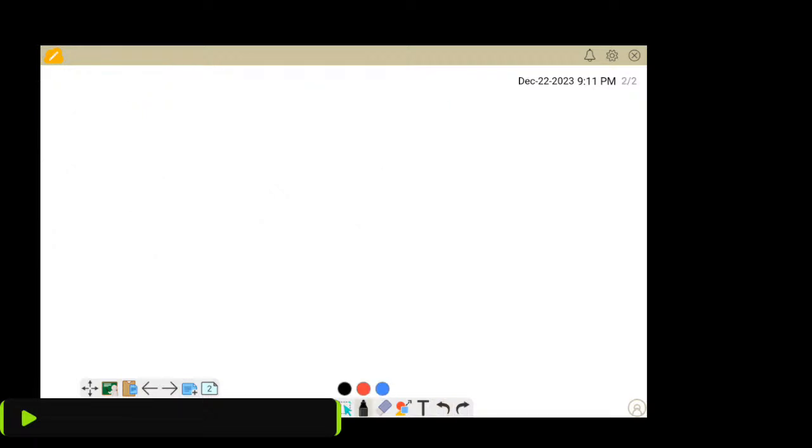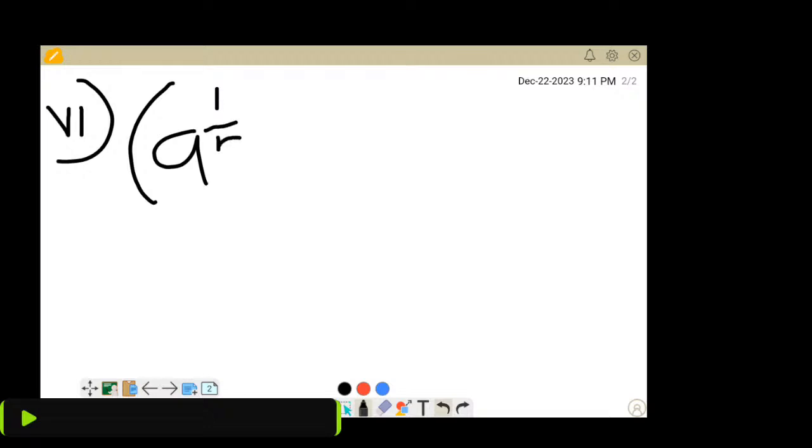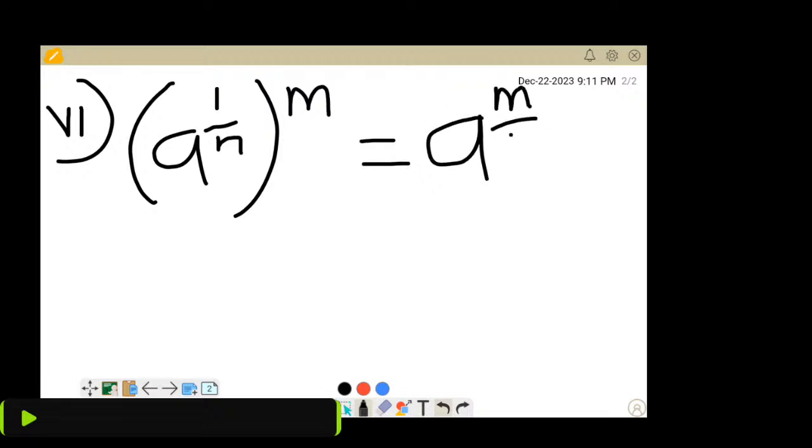Okay, now let's consider the sixth law. We've looked at the fifth one. Let's consider the sixth one. When we have an expression in this form, we can easily resolve it to a raised to power m over n.